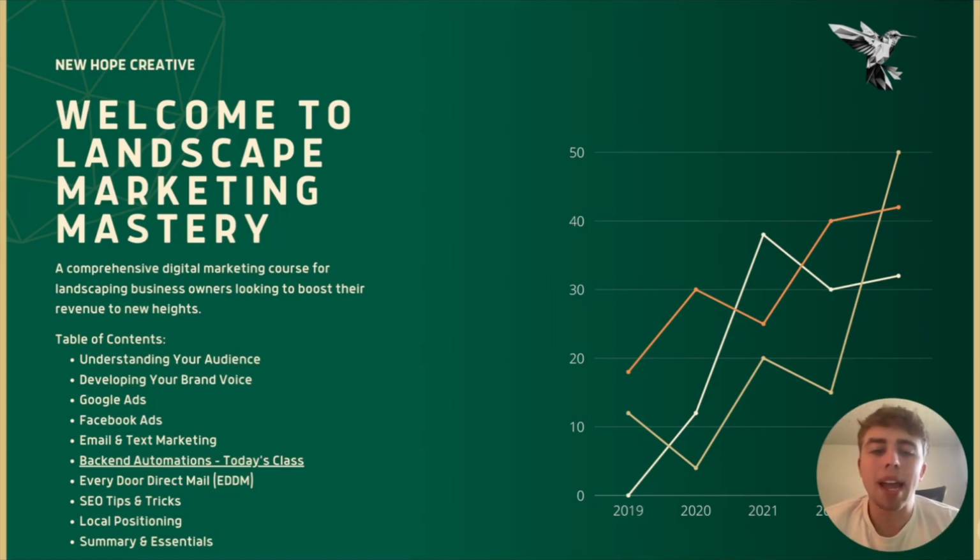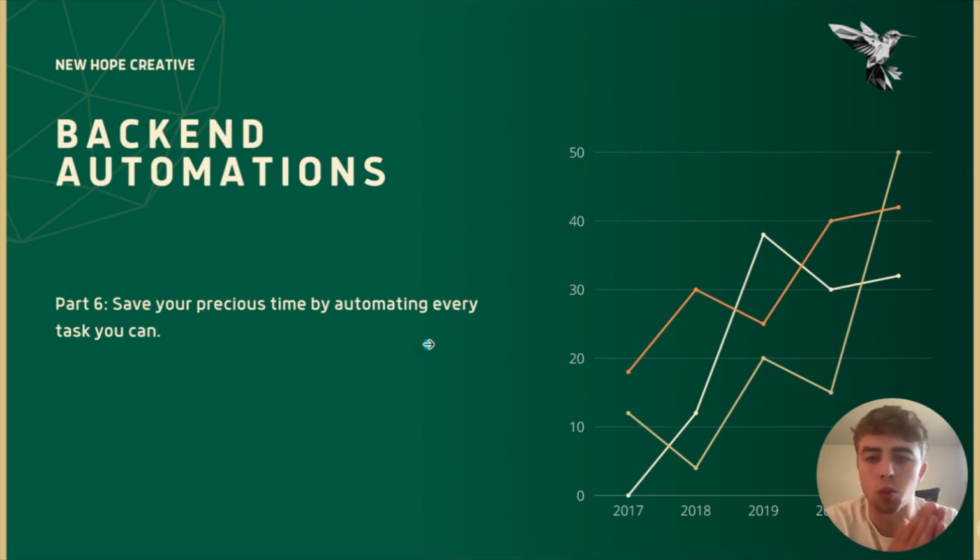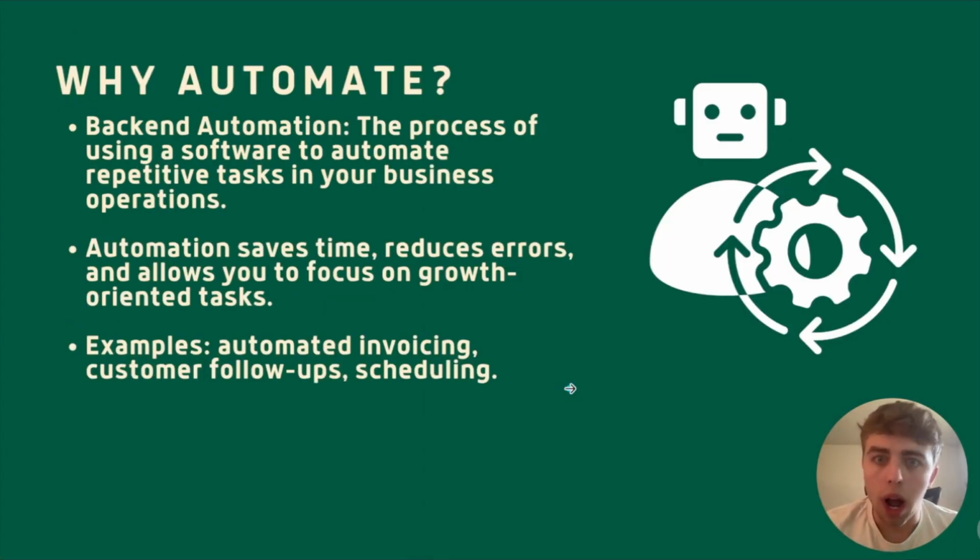Today, we're going to be covering back-end automations for your landscaping business, which will boost the overall professionalism of your brand. So, back-end automations, we are in part 6 today, and we're going to be covering how you can save you and your team precious time by automating every possible task. So, you may be asking, why automate? What is backend automations? What does that mean?